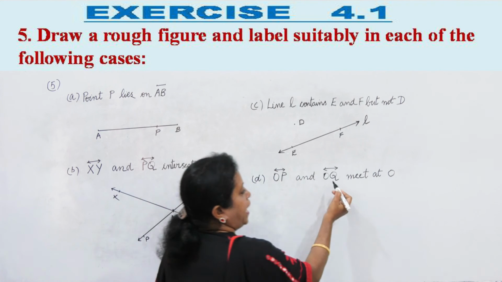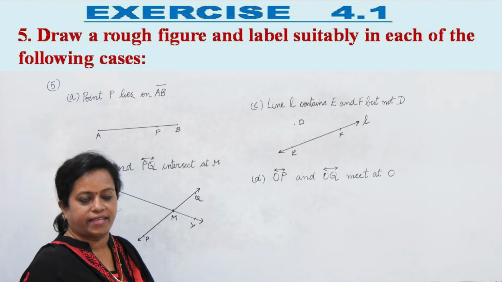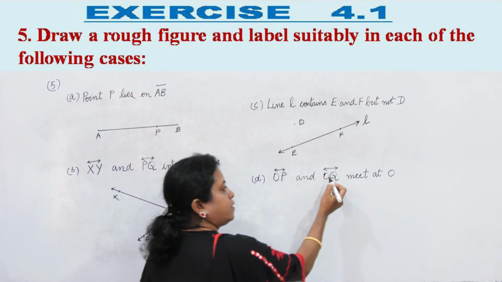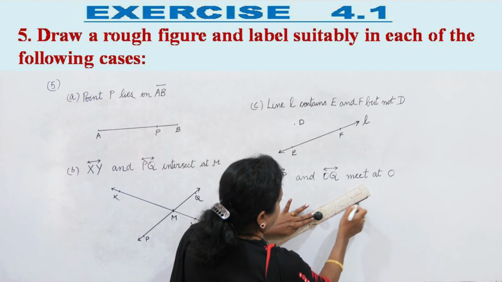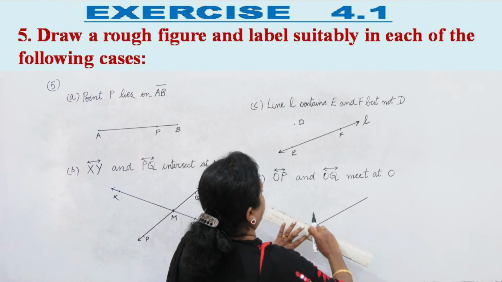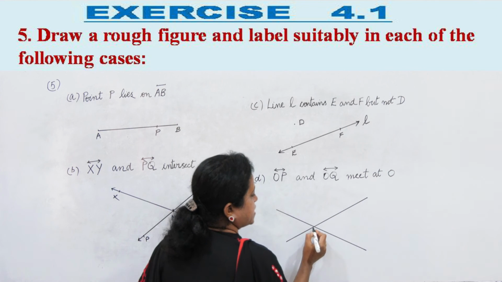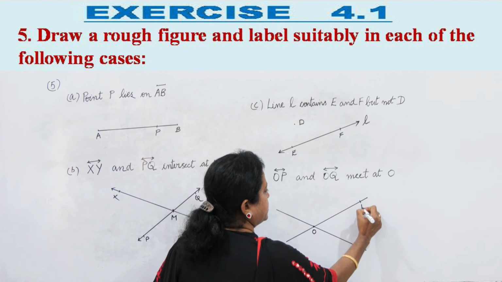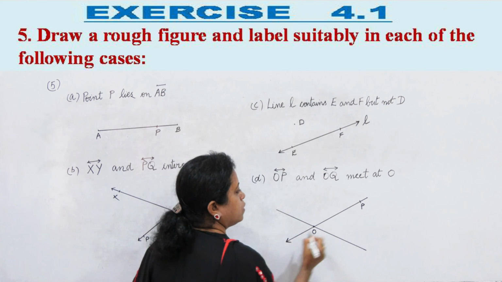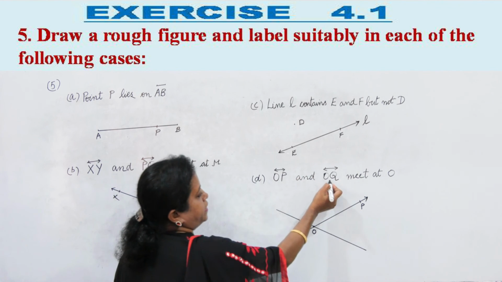Line OP and OQ meet at O. Both have a common point, and that is O. And O is there in the line also. So when you draw these lines, you have to see that there is a common point and that point is O. Okay, meet at O, that means this is O. So another point I will take and name. So this becomes a line OP, and another line is OQ.